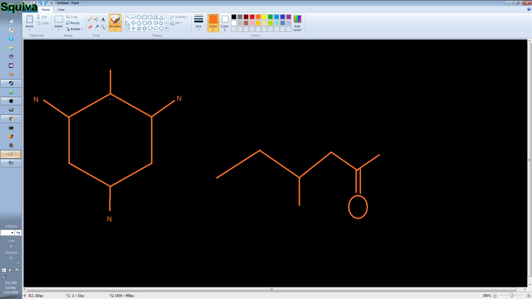So we can number it 1, 2, 3, 4, 5, 6. Now, because this is chiral, I believe this is pretty much chiral. Wait, no. No, it's achiral. This is achiral. So what that means is it doesn't really matter which way you go exactly. I mean, usually it doesn't. Actually, more often than not, it really, really doesn't matter.